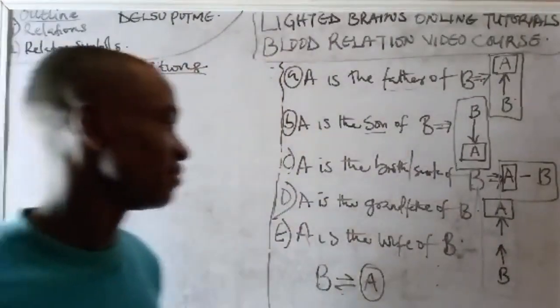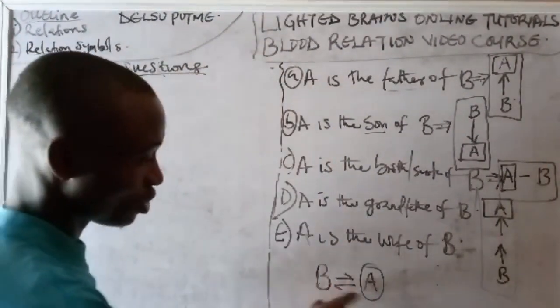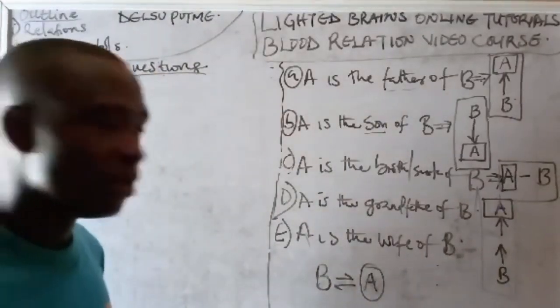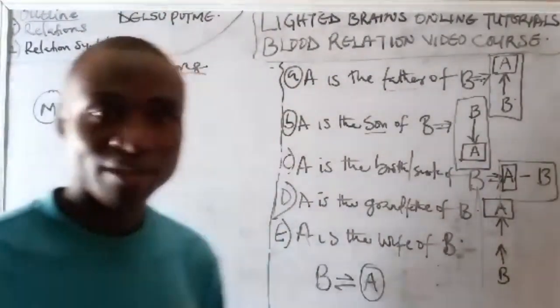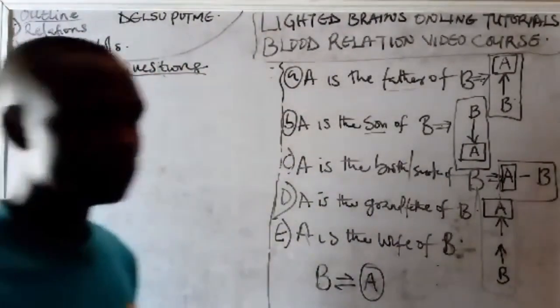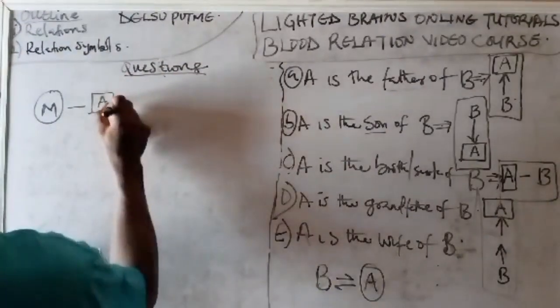So that is that. Then A is the wife of B. B's wife is what? A. Do you understand now? Or A is the what? Wife of what? B. So this is the symbol to represent the wife relation. Do you understand now? So that is that. So now let's go back to the question.